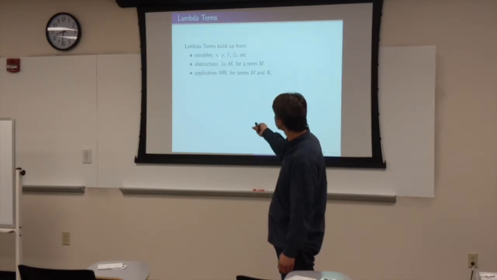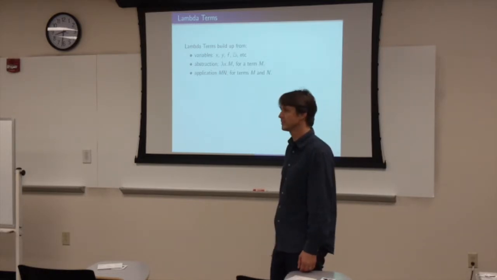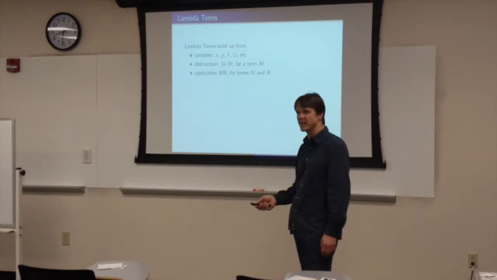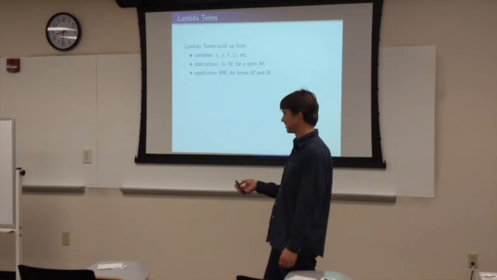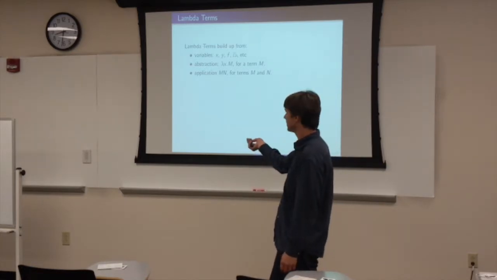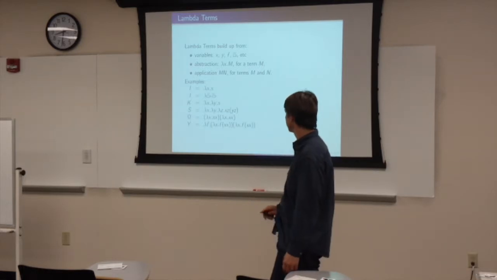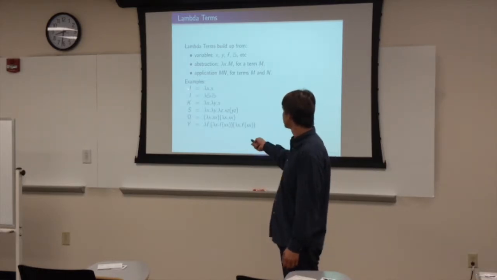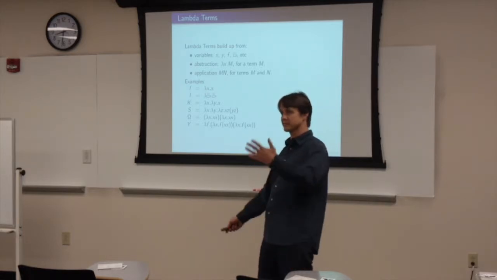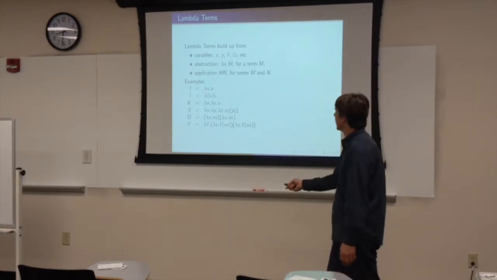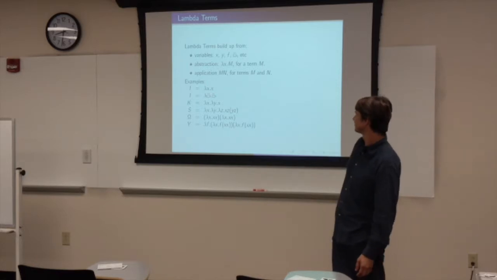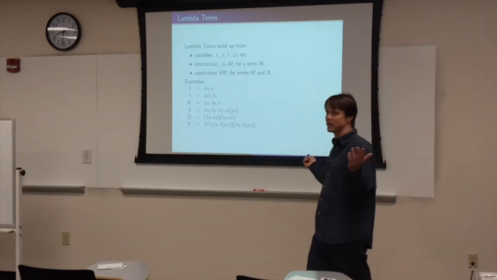So this abstraction is like saying, I'm going to turn m into a function of x. And you can think of application as applying the value n to the function m. I'm playing a little loose with parentheses here, but I think it makes sense when we do it. So let's look at some examples. So this is I for the identity function. So lambda x dot x, you give me an x, I return it. I wrote it here again with a coffee cup, just to say it doesn't matter what you call the variable, right?